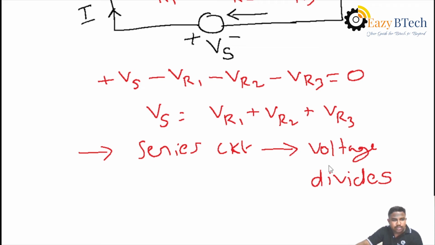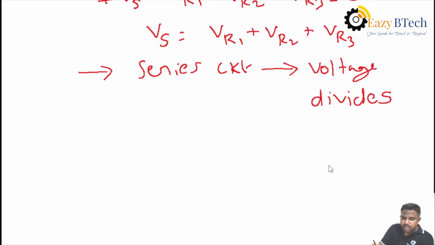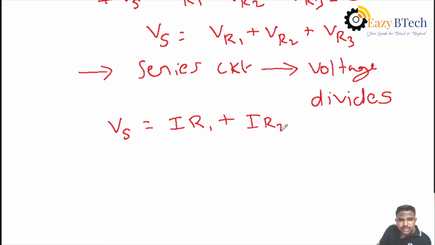Suppose, for example, we know Ohm's law. According to Ohm's law, what is the value of VR1? V equals IR, the voltage drop across a resistance. That is I into R1. Similarly, VR2 is I into R2, and VR3 is I into R3.